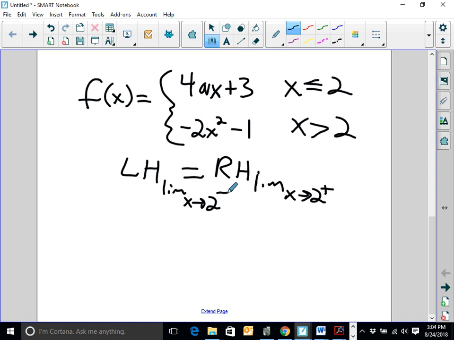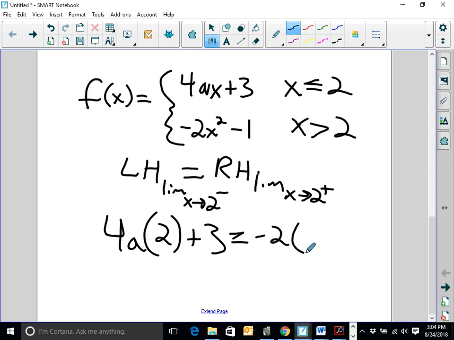When we do this here, we are going to have 4a times x. Our left-hand limit, we're using x less than or equal to 2. Our x value is 2. So we have 4a times 2 plus 3. That has to equal our right-hand limit. We're going to use the x greater than 2 for that. So we're going to say negative 2 times our x value, which is 2, squared, minus 1.